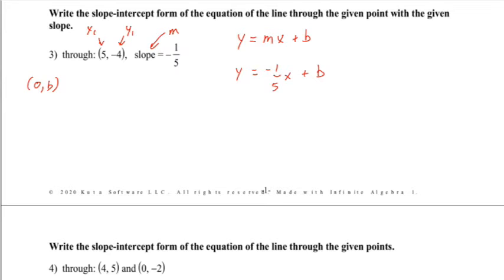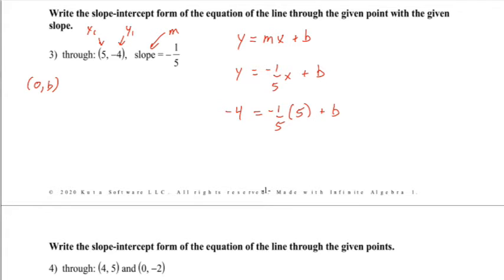But we know that our b is where the line crosses the y-axis. But we can find this by solving our equation. We know that if we're given some point, we can use our y value and our x value, and we can plug those in. So if our y value is -4, we can plug y is equal to -4, -1/5, and our x value is 5, plus b.